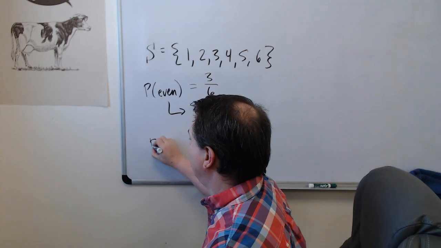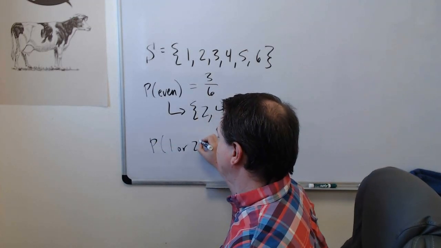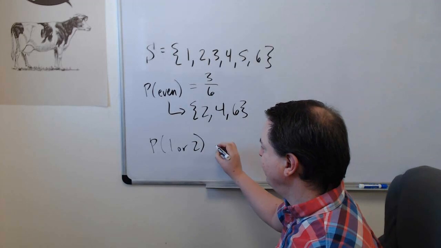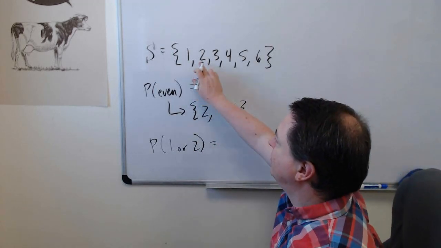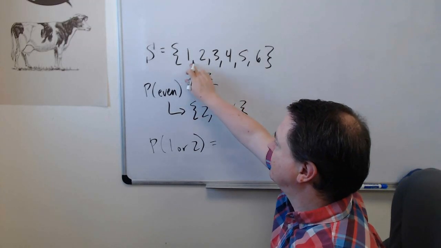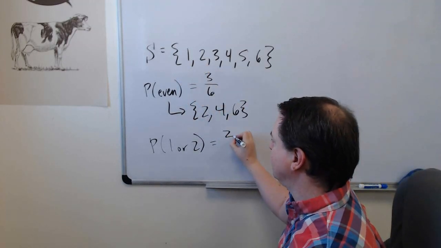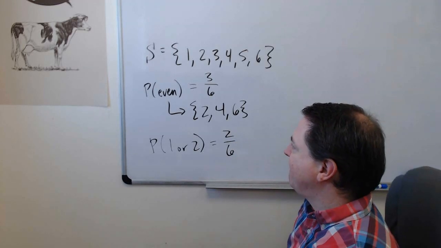Okay, so now the probability that I get 1 or 2. Well, 1 or 2 would be getting literally 1 or 2. That's these two things out of 6.